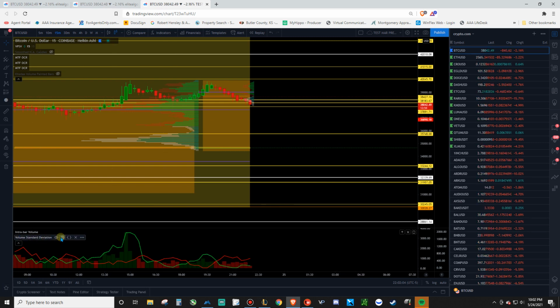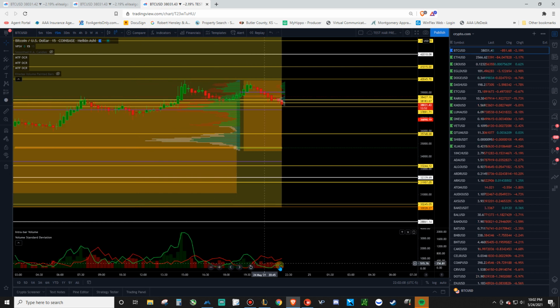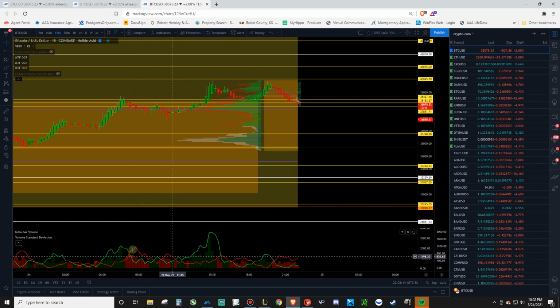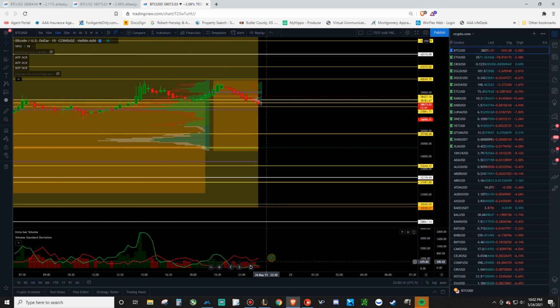And then I've got volume standard deviation, which is going to show me the standard deviation of the volume as well. So this was a pretty big standard deviation of volume, when you're talking relative terms. So this is what I want to know, relative volume. We're pretty low here.